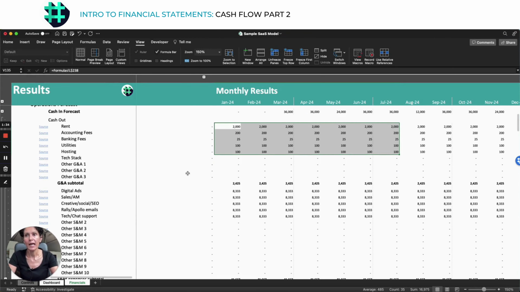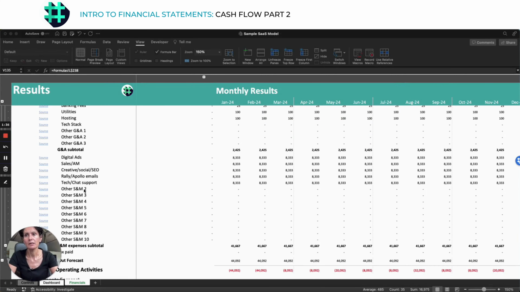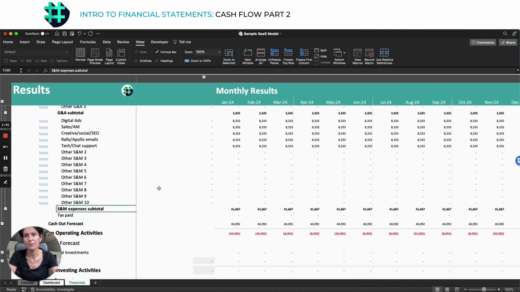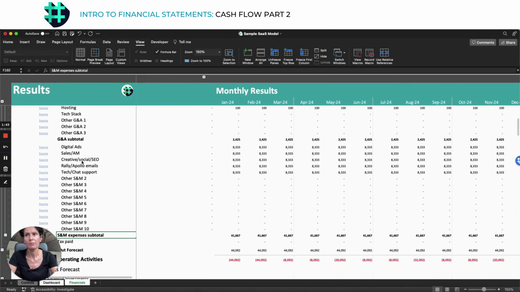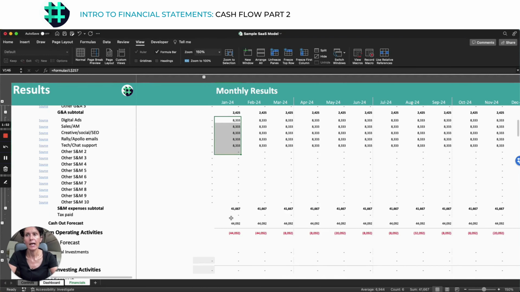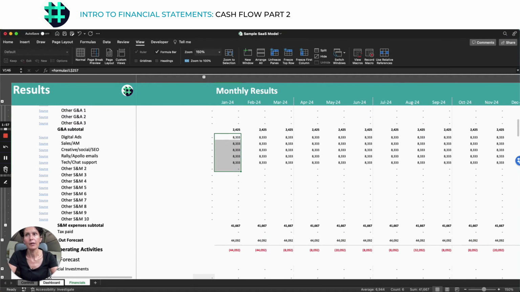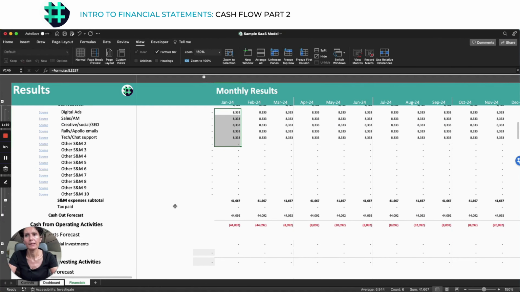evenly. And you may also have marketing spend, and that goes into the category called S&M, or sales and marketing expenses. So let's say, for example, you've got a digital ads campaign, you do other sales and marketing. So here are all of your marketing related expenses, and then you may have other expenses as well. That might be R&D or other operating expenses. They would also feed into the cash going out.